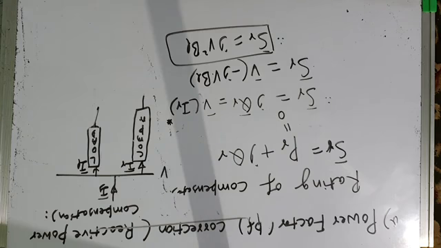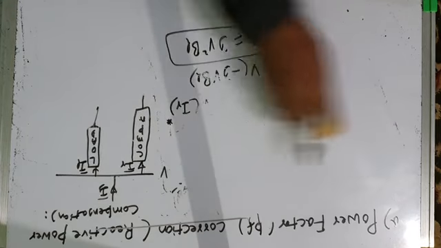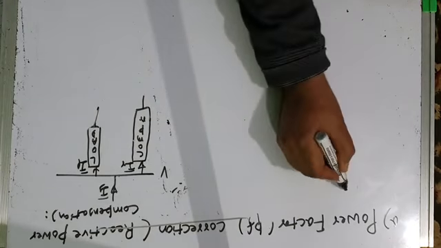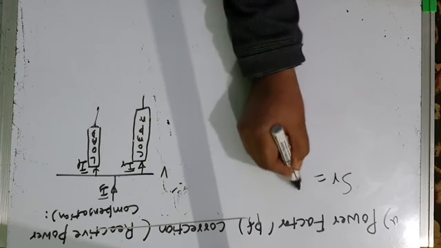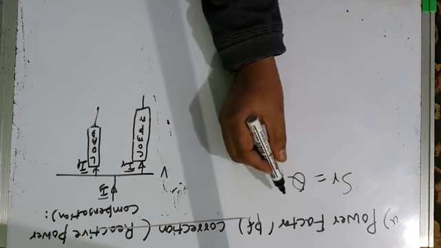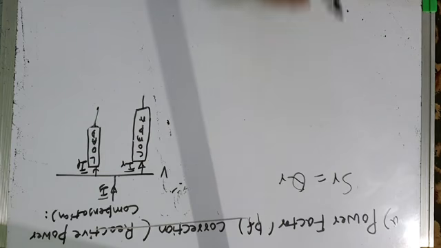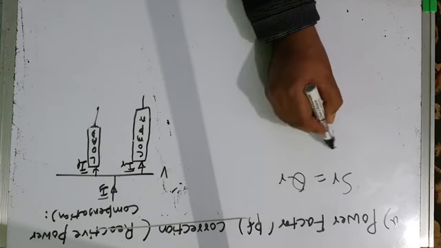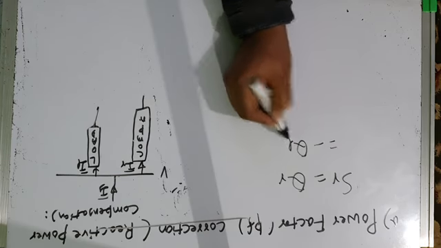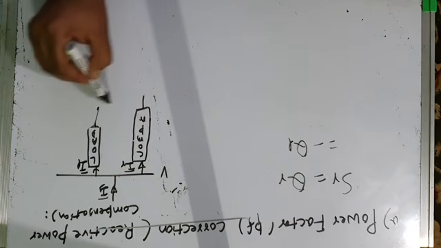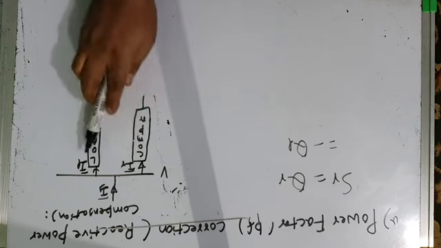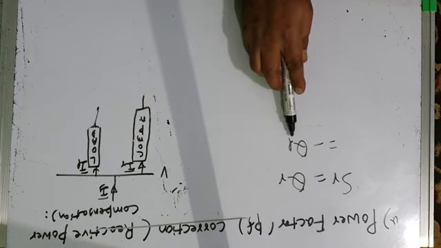Another way of finding the rating of compensator, a more practical way, is S gamma is equal to... since the compensator has to supply only the reactive power, not active power, it is equal to Q gamma, which is equal to minus QL. Q gamma means load reactive power. How much reactive power does this compensator have to supply? It has to supply the load reactive power.